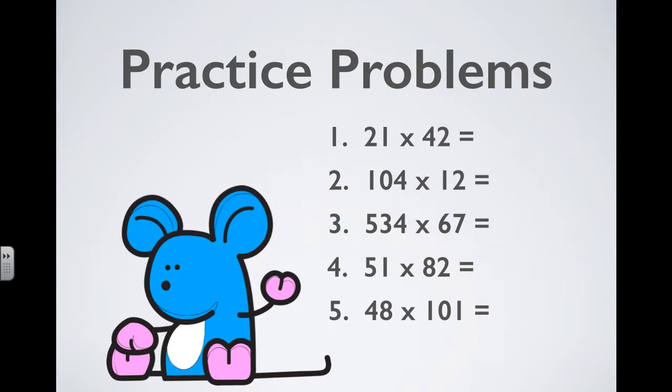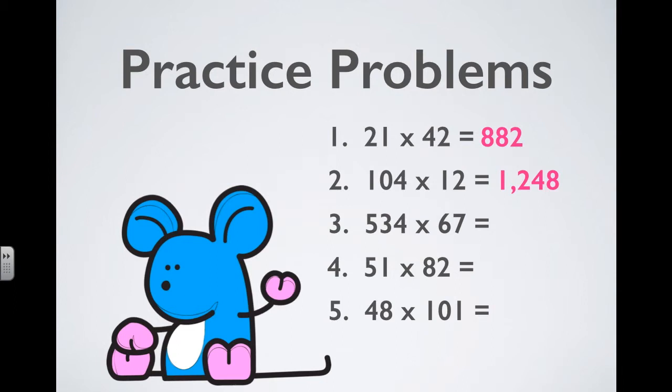Welcome back. Hopefully you took your time and you're ready to check your answers. Let's look at number 1. 21 times 42. 2 digits times 2 digits. Our answer is 882. Number 2. 104 times 12. This is a 3-digit number times a 2-digit number. The answer is 1,248.